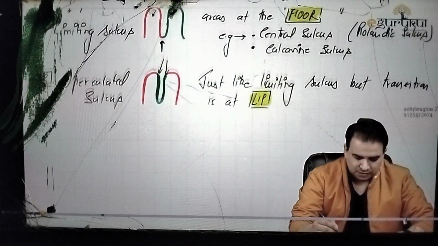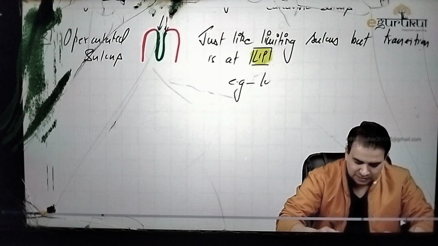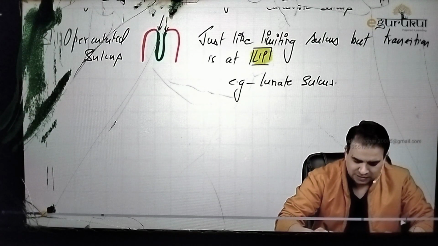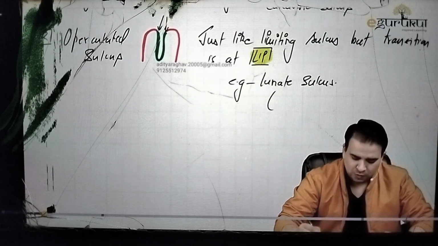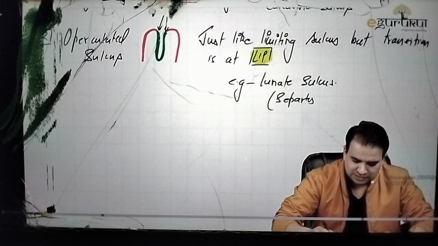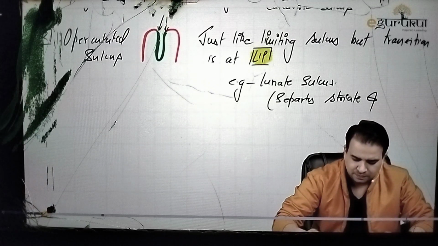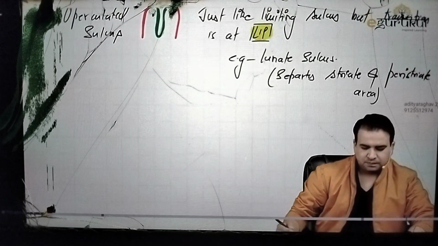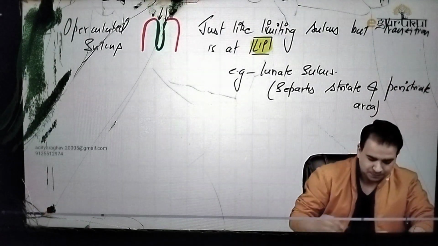The example for the operculated sulcus will be the lunate sulcus. As I said, we'll discuss all these sulcus in a while. Lunate sulcus separates striate and peristriate area. That is the second type of sulcus, the operculated sulcus. Now quickly moving on to the third type.